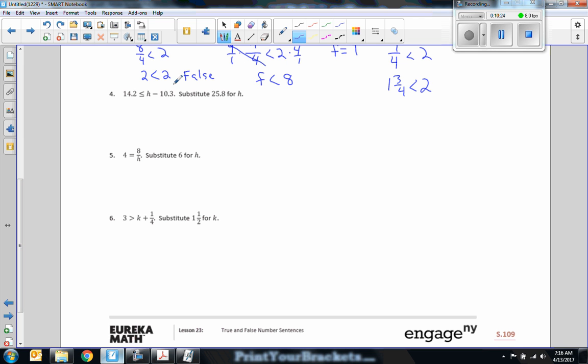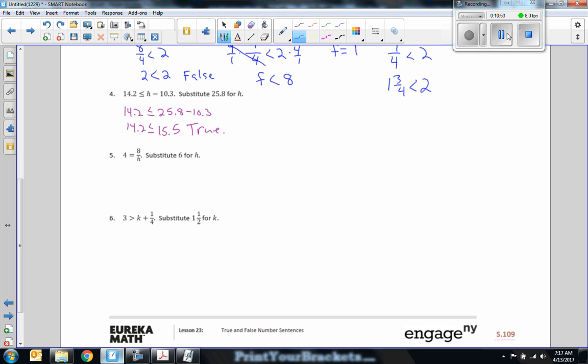Okay, number 4. I'm going to substitute in 25.8. So I say 14.2 is less than or equal to 25.8 minus 10.3. 14.2 is less than or equal to 8 minus 3 is 5. 5 minus 0 is 5. 2 minus 1 is 1. 14.2 is less than or equal to 15.5. That is a true statement.